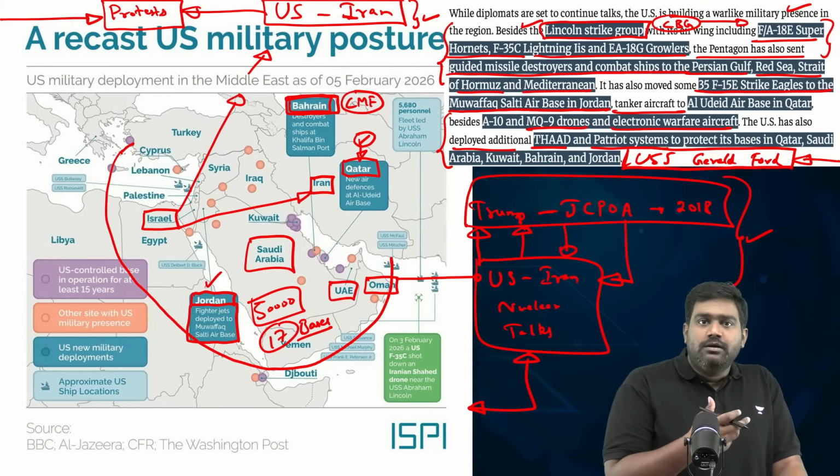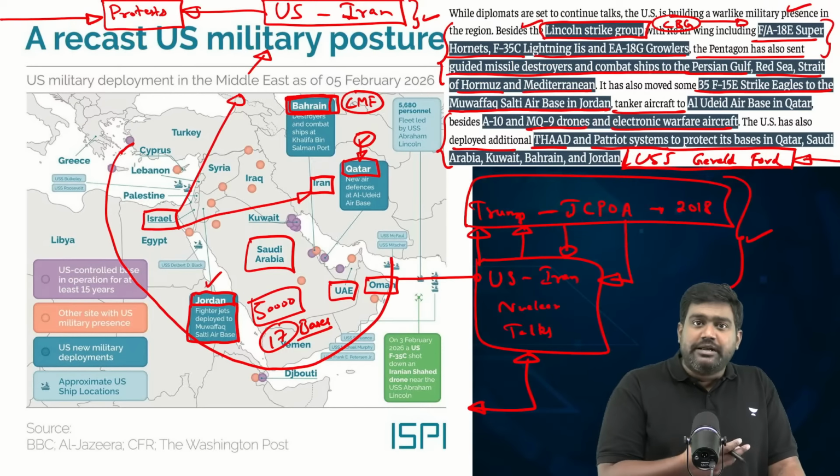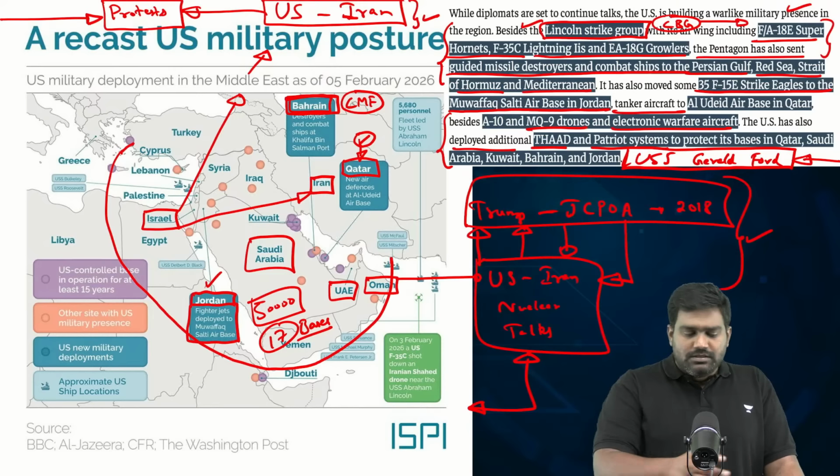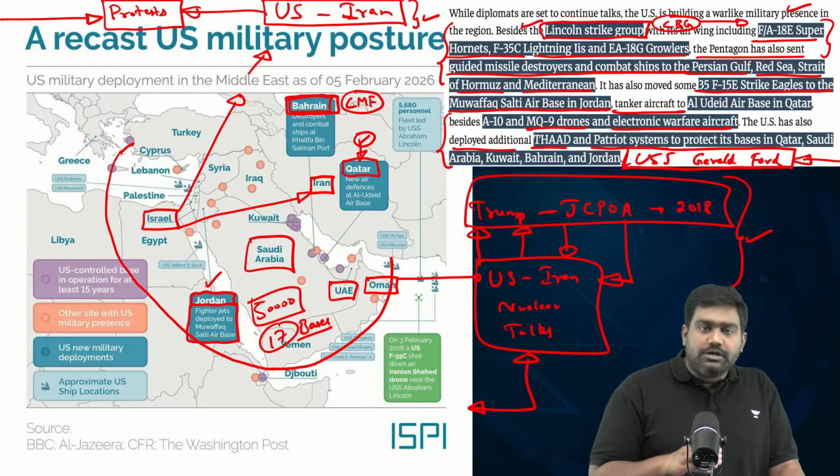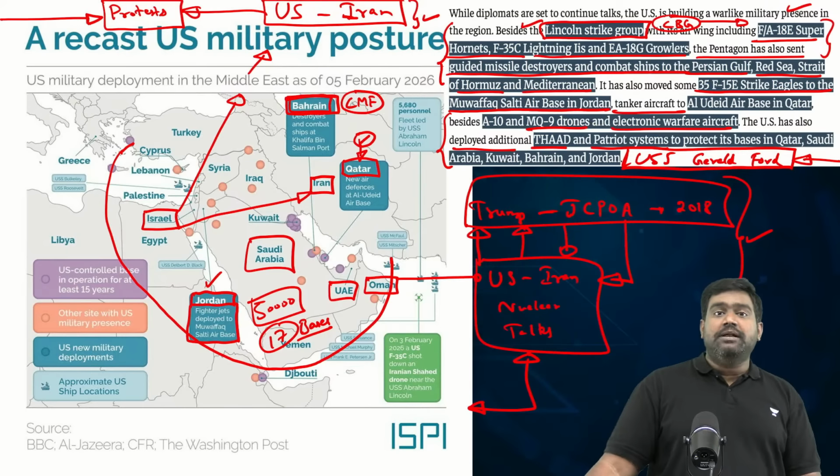And this is something which could spill over. It could cripple the trade routes, shipments, oil markets, and it could affect the stability of the entire region and affect India's interests significantly. This is one of the hot topics and developments that you should be tracking.